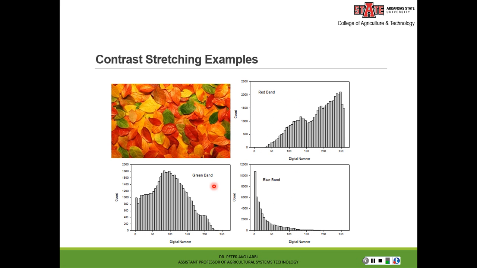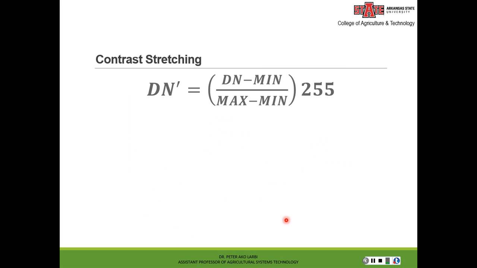Here's another example. We have this starting from 0, that's the green band, but the maximum is not exactly 255, so we can stretch it to increase the contrast, and we can apply that to the blue band as well to increase the contrast. So that's about contrast stretching.